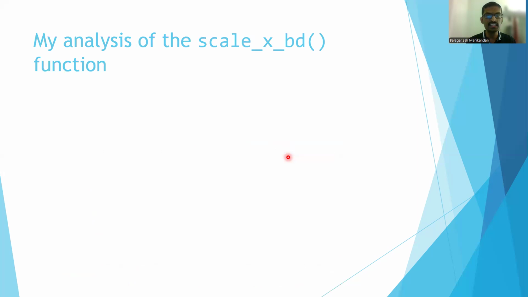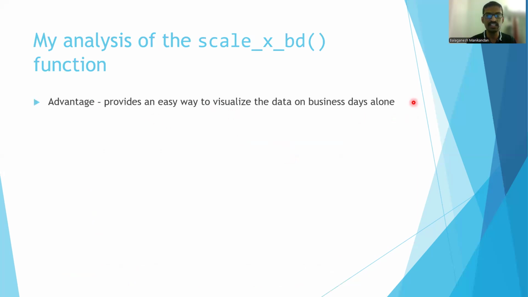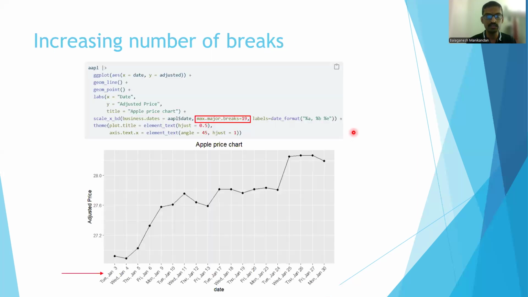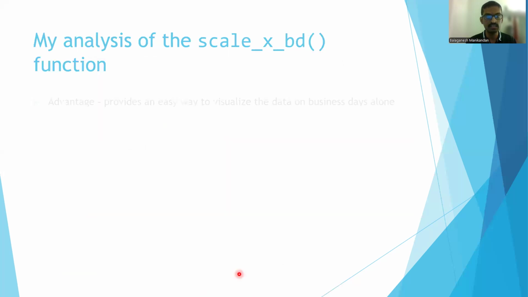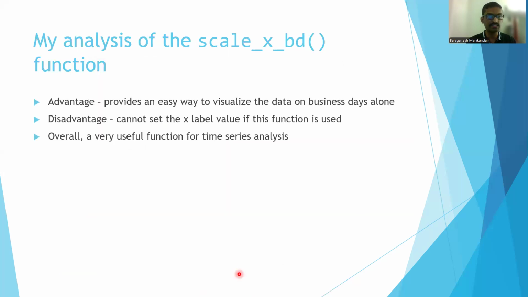My analysis of this function is that, of course, it provides an easy way to visualize the data on the business days alone. But one slight disadvantage is that you cannot set the x label value when you use this function. For example, over here, you can see that I tried setting the x label to be Date with a capital D, but the label over here is date with a small d. That is just the name of the column. But nevertheless, it is a very useful function for time series analysis.